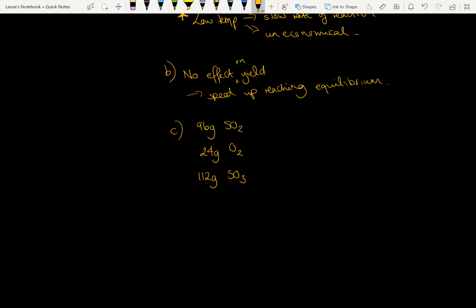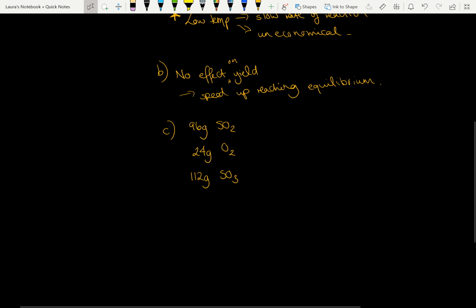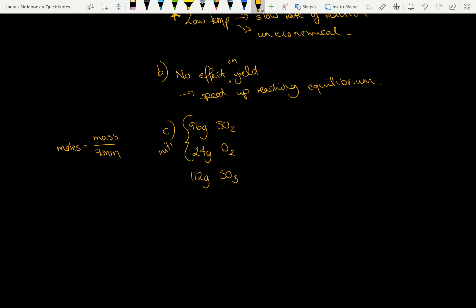The first thing we need to do, before we even start thinking about our little table for this question, is convert everything to moles. We're going to do that using our little equation, moles equals mass over RMM. These grams are our initial, and this is telling us at equilibrium. Just label them all so that we don't get lost.